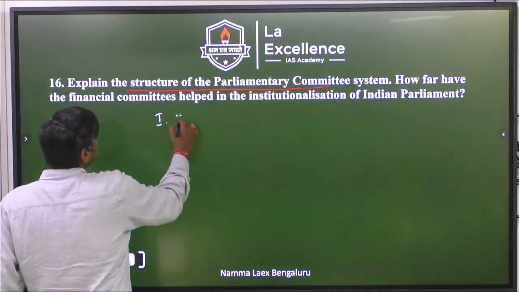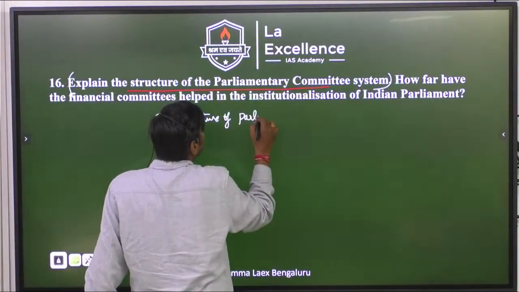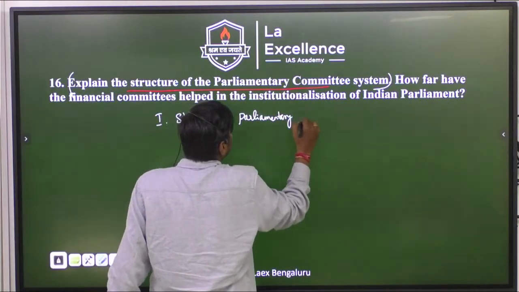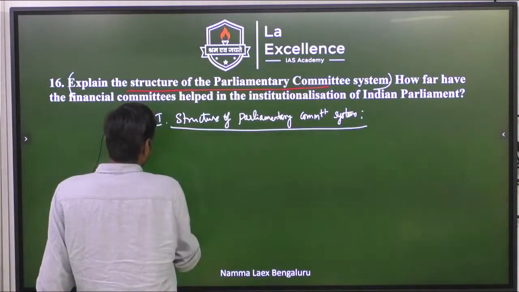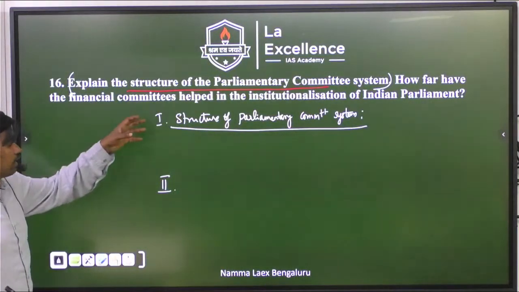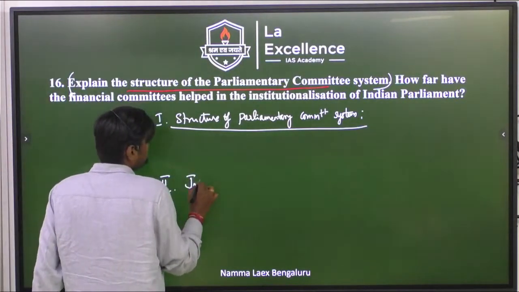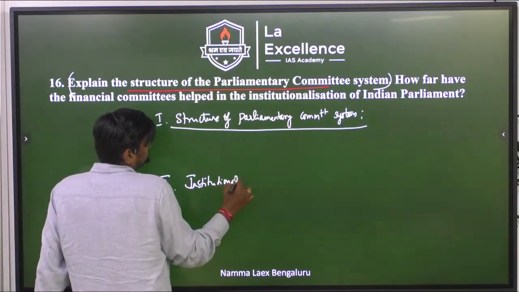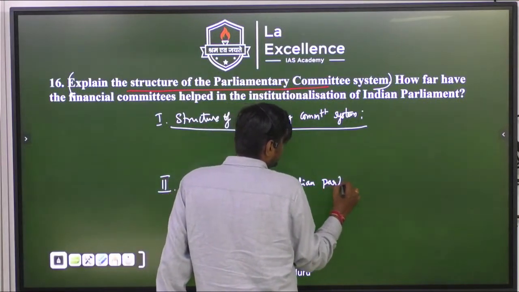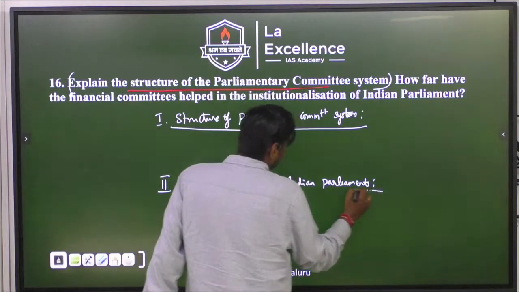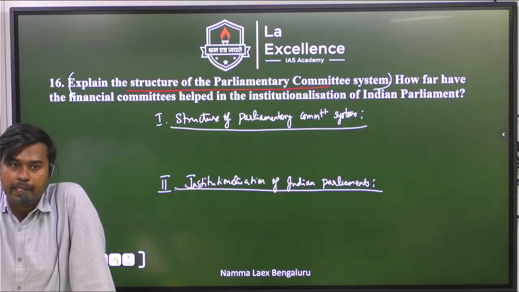So they are asking two components. First is structure of parliamentary committee, structure of parliamentary committee system. Second one, how far the financial committees helped in institutionalization of Indian Parliament. Yes, that is institutionalization of Parliament. Two subheadings should be written. Is it clear? Yes, question is very easy.